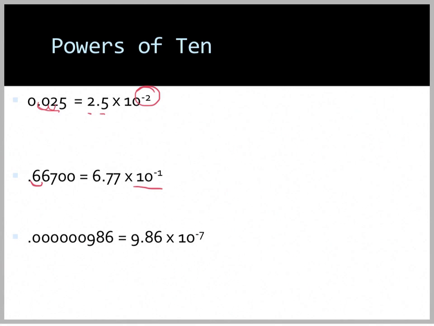Or 0.000000986, I'm going to be moving 1, 2, 3, 4, 5, 6, 7. So 9.86 times 10 to the minus 7.